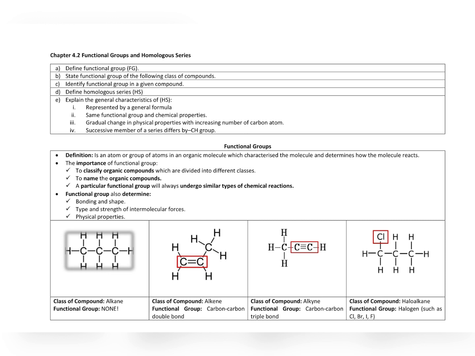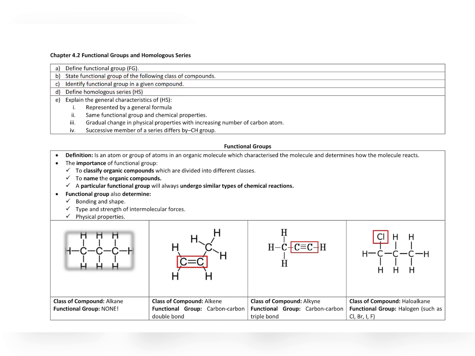So by the end of this lesson you should be able to define what is functional group. Okay, you have to understand what is functional group. After that you need to be able to state functional group of the following class of compound. So kiranya given any class of compound you should be able to give the functional group. Okay, and then after that identify functional group in a given compound. This is what I mentioned earlier.